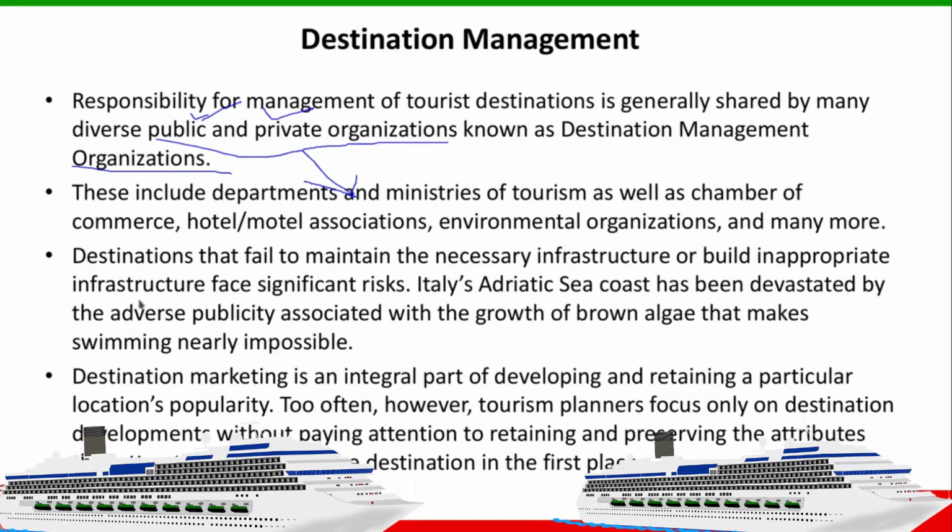Destinations that fail to maintain the necessary infrastructure or build inappropriate infrastructure face significant risks. Thus there is a need for destination management organizations. For example, Italy's Adriatic Sea coast has been devastated by the adverse publicity associated with the growth of brown algae that makes swimming nearly impossible in that place. So there was a requirement of the destination management organization to take care of the place.